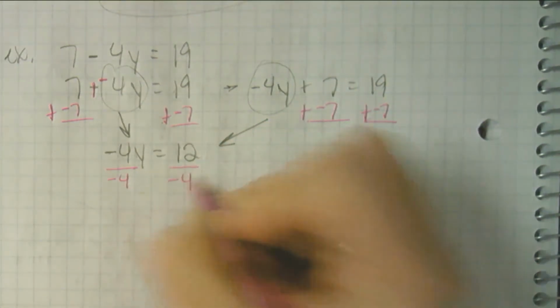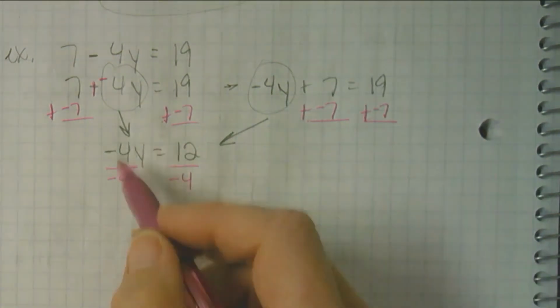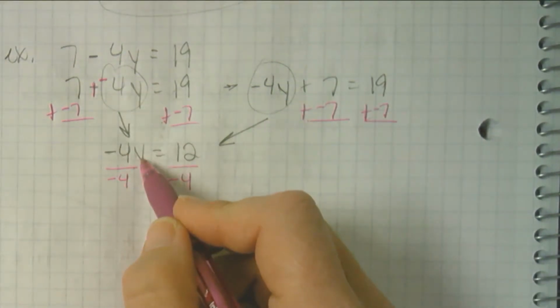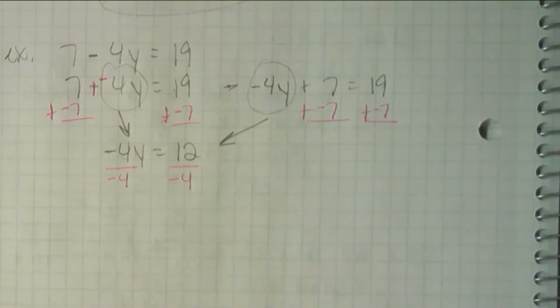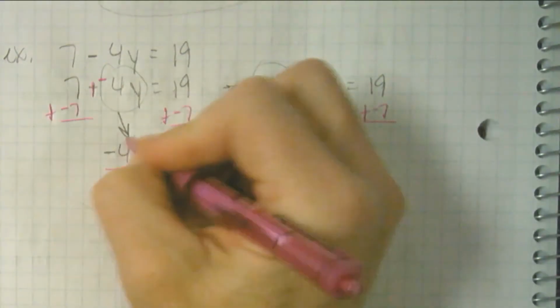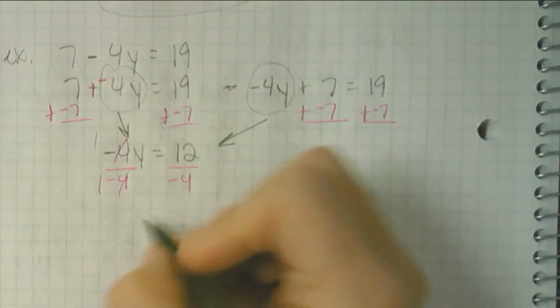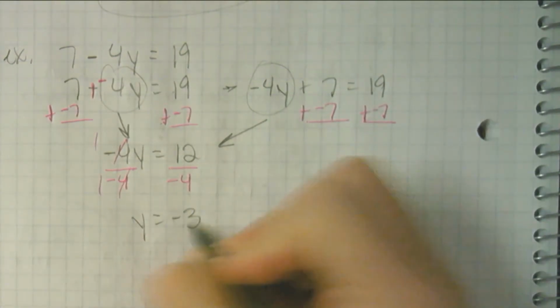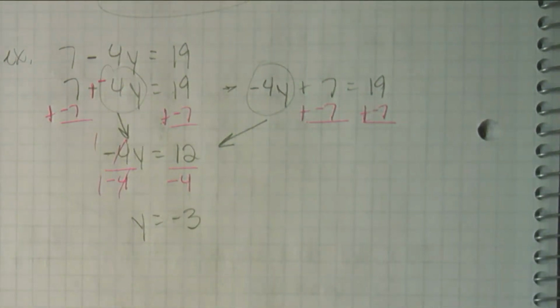Excellent, that's exactly right. I'm going to divide both of those by negative 4, because this is negative 4 times y. Remember, I get rid of all addition or subtraction first, then I get rid of multiplication and division. Order of operations in reverse. So my negative 4's divide out, and I end up with y equals negative 3. Are you guys cool with these?